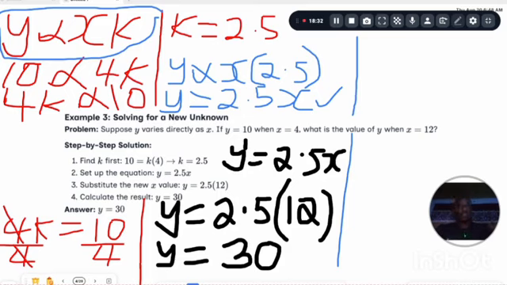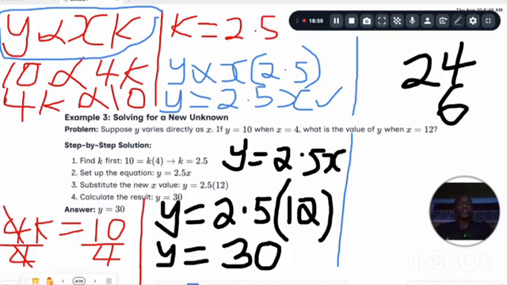let me just do it in a rough way here. We can have it as 2.5 times 12. Then we can say 2 times 12. 2 times 12 will give us 24. We are left with 0.5. 0.5 means half. So half times 12 is 6. Then you add it together.